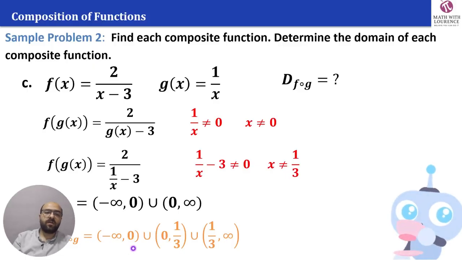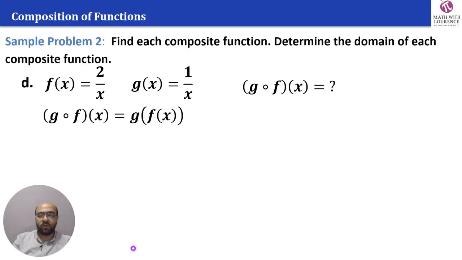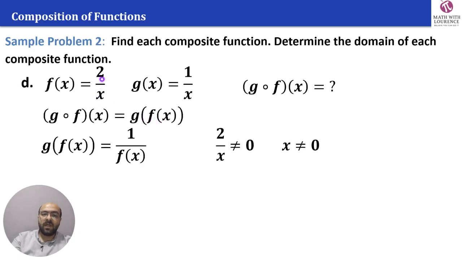Another exercise. f of x equals 2 over x, and g of x equals 1 over x. He asked me to find the composition of g and f. Start with g and substitute f. What is g? It is 1 over x. I will remove x and write f of x, which is 2 over x. So 2 over x should not equal 0, and by reciprocal, x not equal 0. This is the first condition. We may have another one.